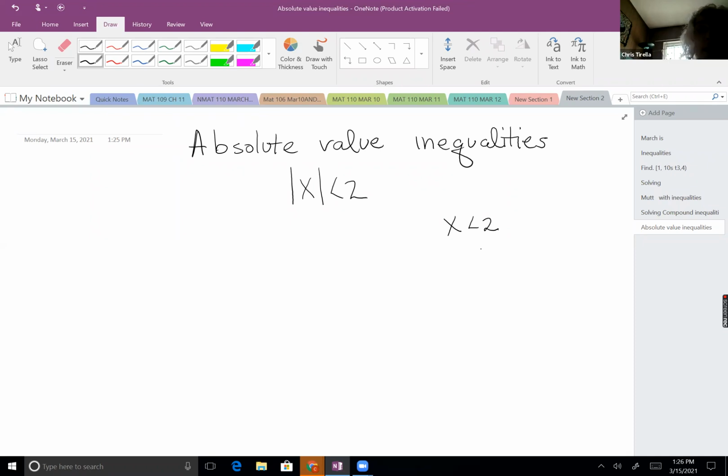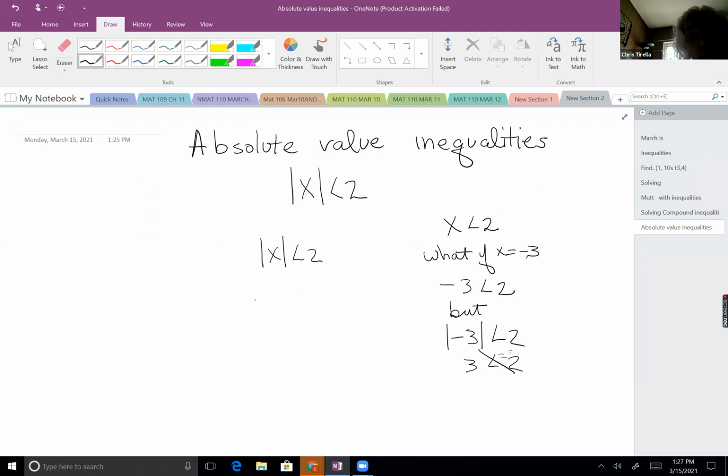Let's say, for example, I ask, what if x is -3? -3 is less than 2, but if I take the absolute value of -3, that's not less than 2. Looking at this idea, does it make sense that if the absolute value of x is less than 2, it means that x can be less than 2, but it has to be greater than -2?